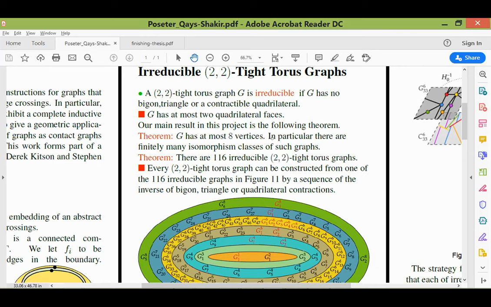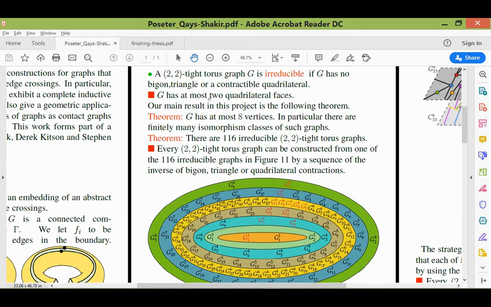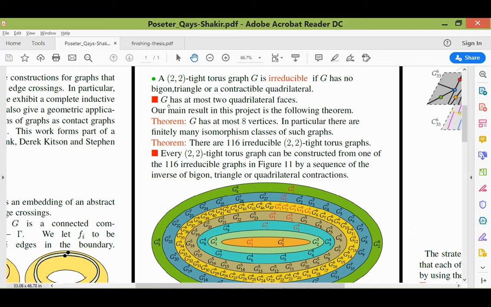One of the important results that we got is the following: G has at most two quadrilateral faces, where G is a 2-2 tight torus irreducible graph. So we know from this result that our irreducible graph will have at most two quads. And this will facilitate the computations that we will need to find all the irreducible graphs in our class.